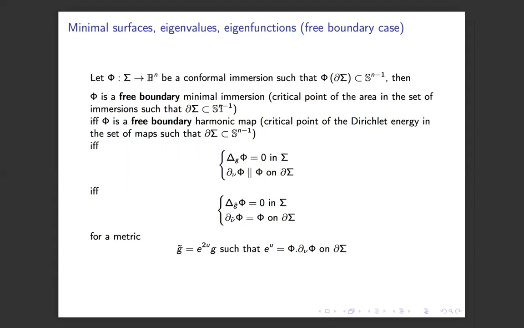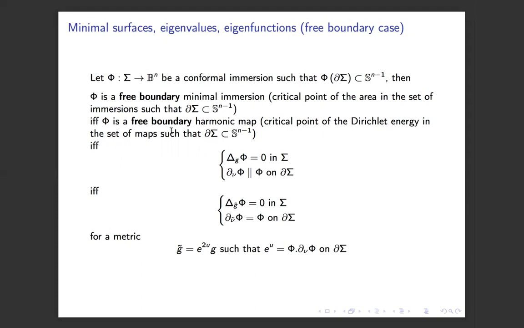So the boundary can move freely in the sphere, and you want to look for critical points of the area for it. So as before, you can define critical points for the energy, always on the same set of surfaces such that the boundary lies in the sphere. And because we assume conformal, it is equivalent.